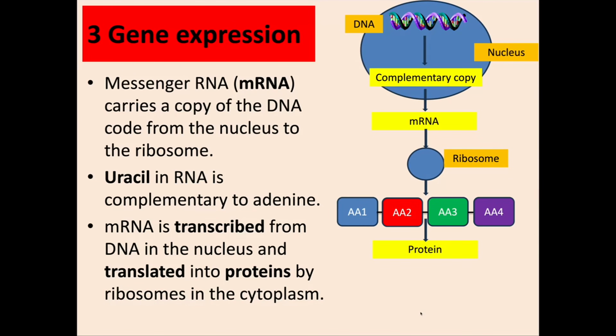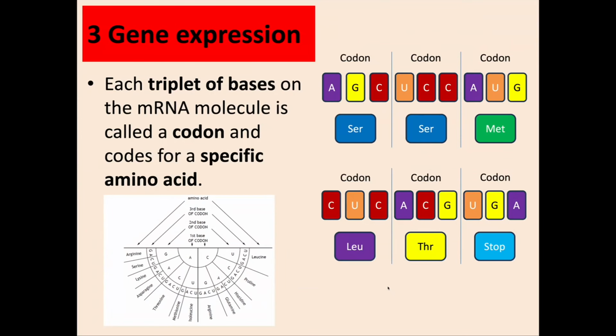And the next part mentions that mRNA is transcribed from the DNA in the nucleus, and we can see that at the very top there. The complementary copy of the DNA in the nucleus forms our mRNA, and then it's translated into proteins by the ribosomes, which are in the cytoplasm. And we can see our ribosome here, and you can see the ribosome at work there, joining these amino acids together to form a protein. So hopefully all of that's reasonably familiar to you.